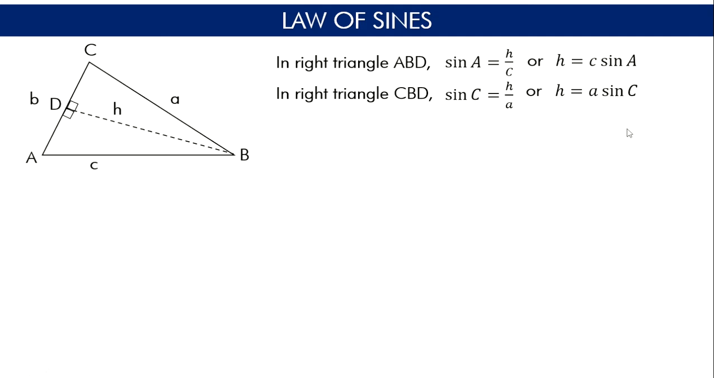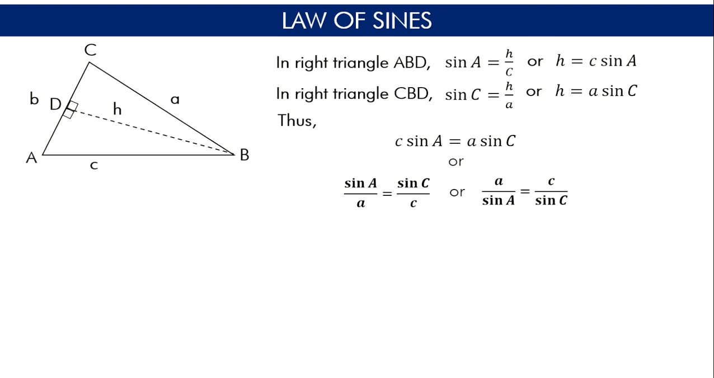In the same manner as the previous solution, we can equate these two, and we have c sine A is equal to a sine C. If we divide both sides by AC, we obtain sine A over A is equal to sine C over C. Or, if we divide both sides by sine A sine C, we obtain A over sine A is equal to C over sine C.